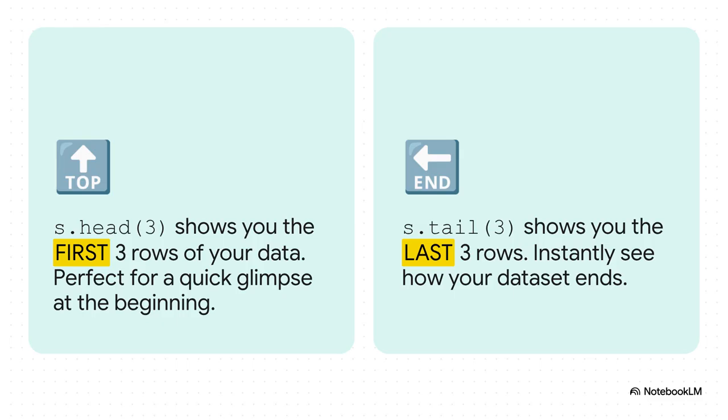Instead of printing out thousands of lines and scrolling forever, head gives you a quick peek at the very beginning of your data, and tail shows you the very end. This is the pro move for getting a quick feel for any data set, no matter how big or small. And here's a quick little pro tip for you. If you just call head or tail without putting a number inside the parentheses, how many rows do you think it shows? Yep, 5. That's the default. And honestly, a lot of the time, it's all you need for a quick sanity check.